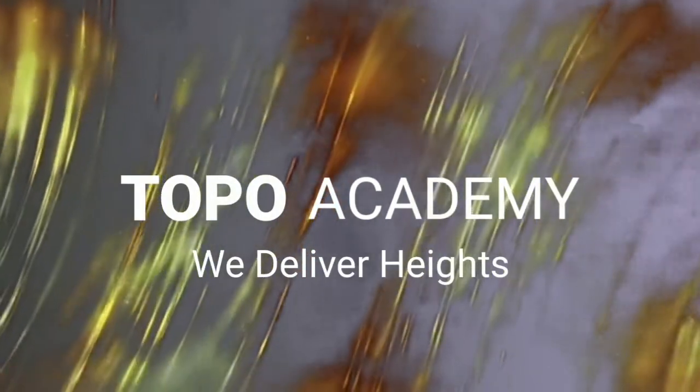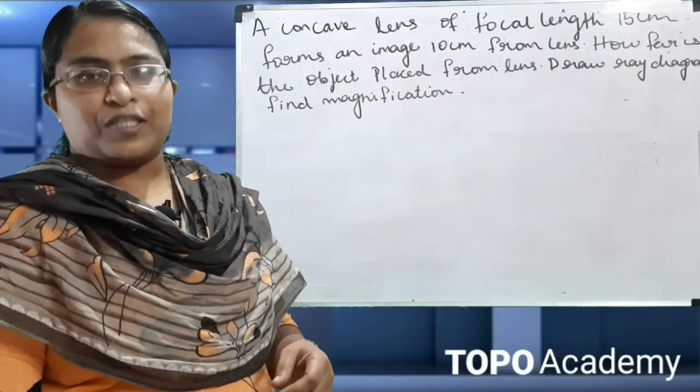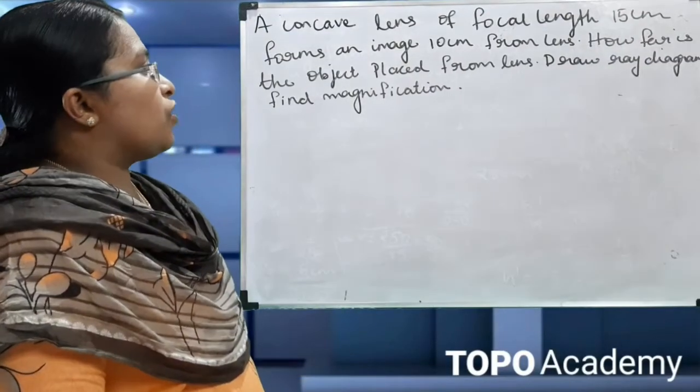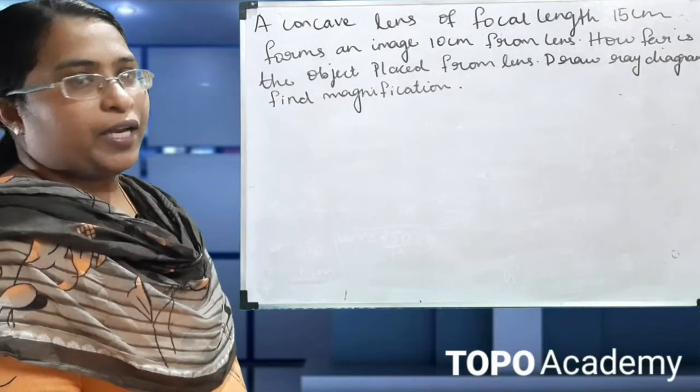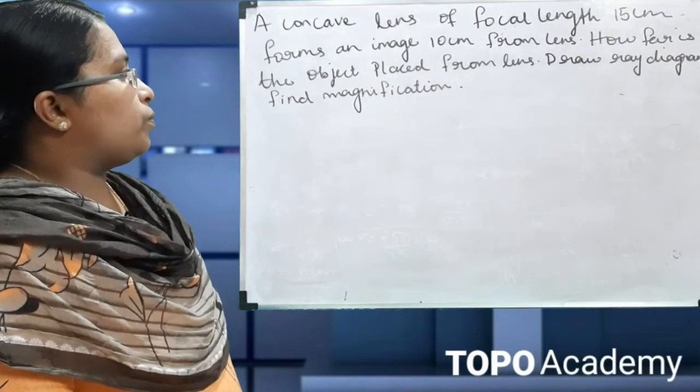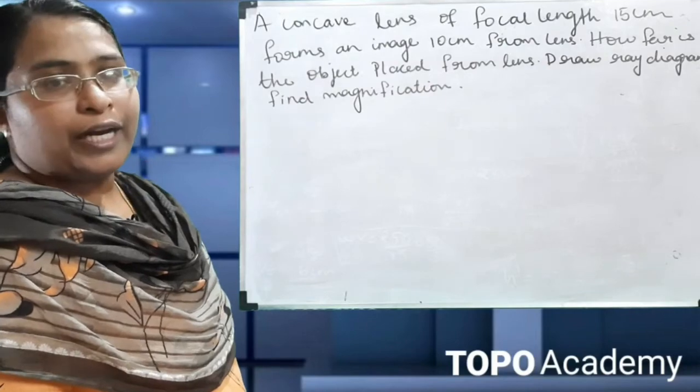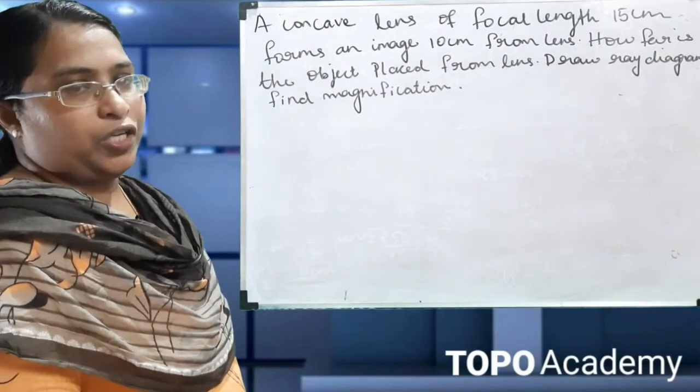In today's session, we are going to discuss some problems related to concave lens and convex lens. So the first problem: a concave lens of focal length 15 cm forms an image 10 cm from the lens. How far is the object placed from the lens? Draw the ray diagram and find the magnification.